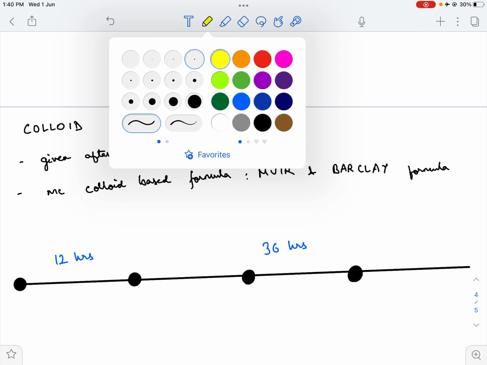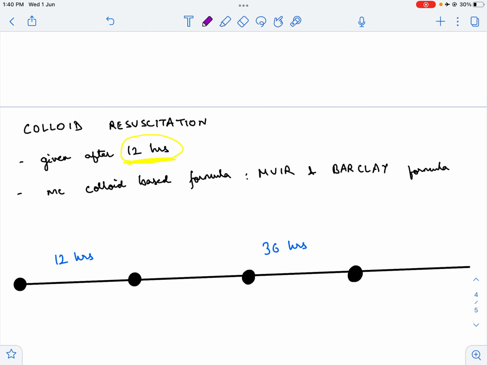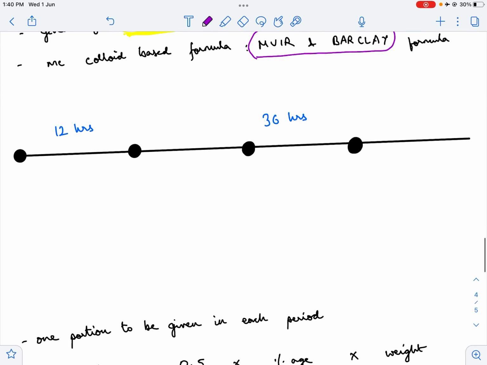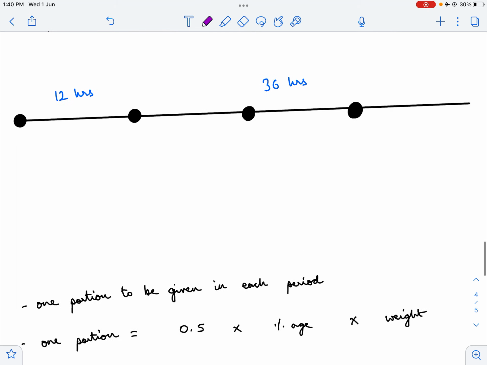Now, for crystalloids, the formula that we used to calculate was the Parkland formula. With colloid resuscitation, we use a formula called the Muir and Barclay formula. So whenever you are writing answers, or whenever you are looking at patients in your burns wards, you have to bear these two formulae in mind. First was your Parkland formula, second is your Muir and Barclay formula. Now this Muir and Barclay formula is very, very interesting. It looks complicated at first glance, but it is actually very, very simple. So let us take a look at it.